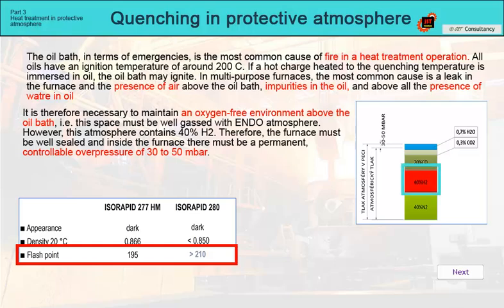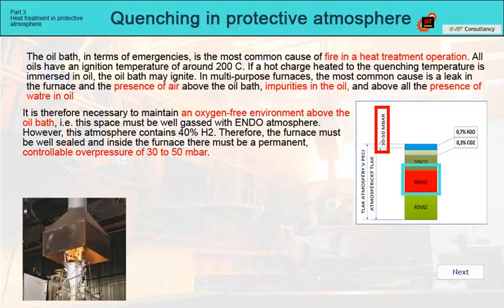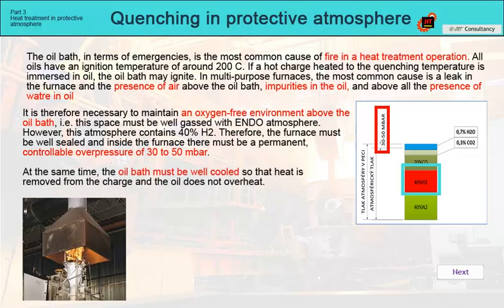However, this contains almost 40% hydrogen. Therefore, the furnace must be tight, and there must be a permanent, controllable overpressure of 30 to 50 millibar inside the furnace. For this reason, there is a burnout flap on the furnace in the quenching chamber, which ensures that this overpressure is maintained. The oil bath must be well cooled, so that heat is quickly removed from the batch and at the same time the oil does not overheat.